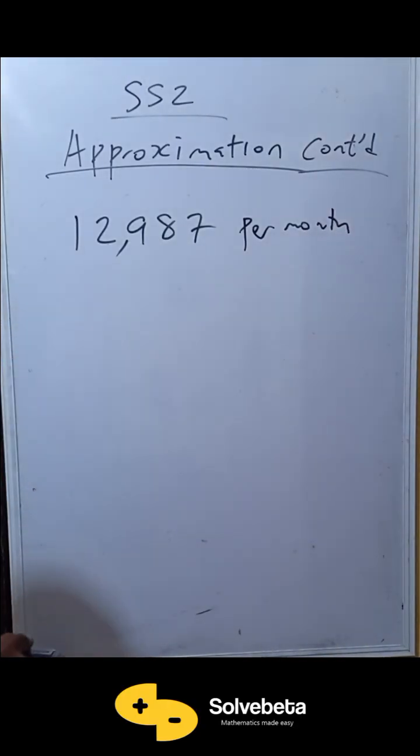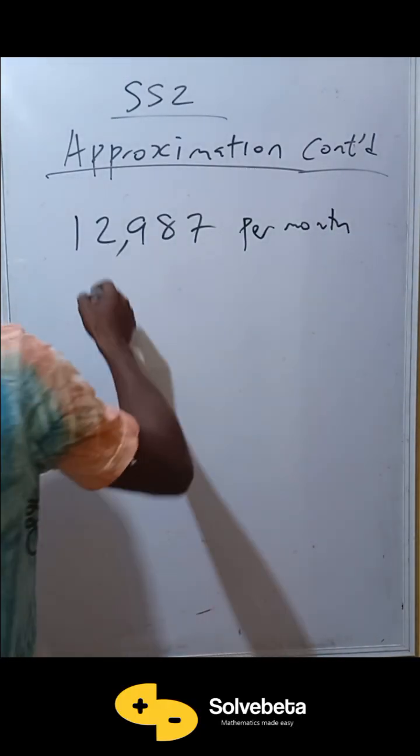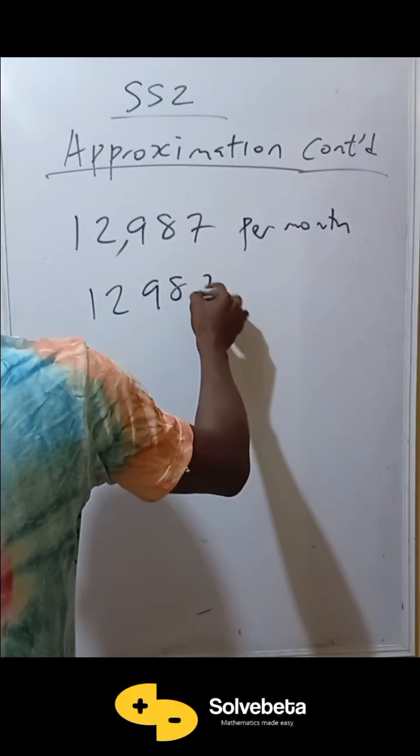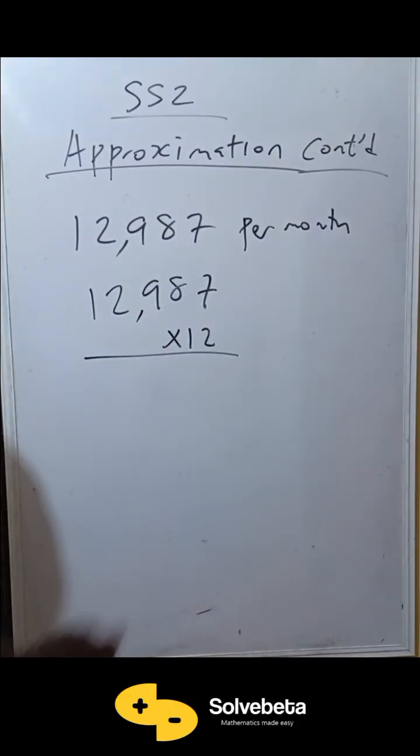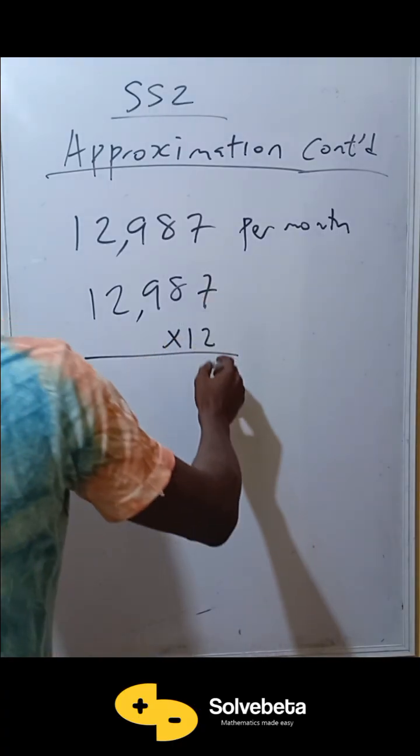Now if you are to calculate how much you would be paid in a year, it will be times 12, right? Because there are 12 months in a year.